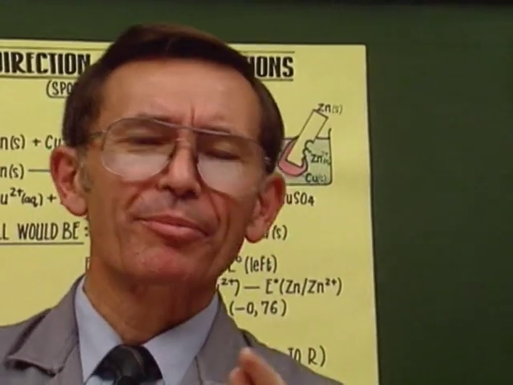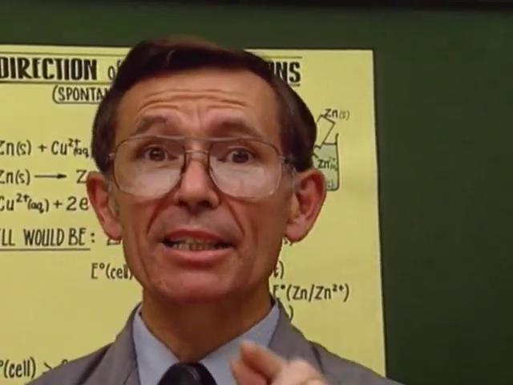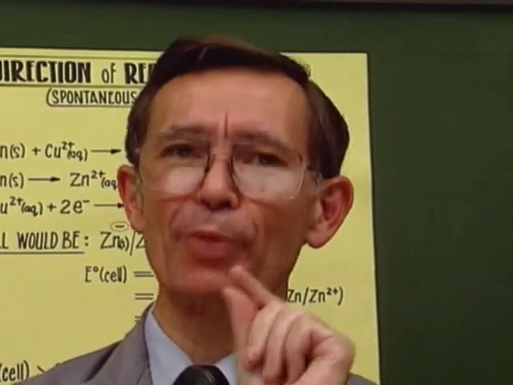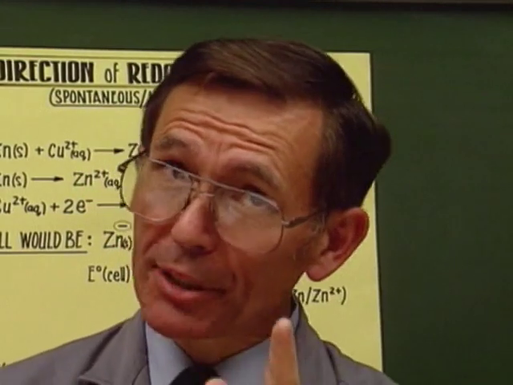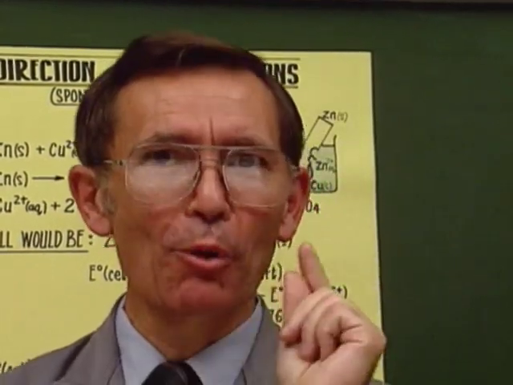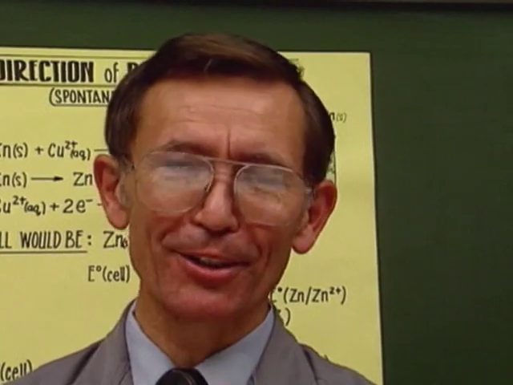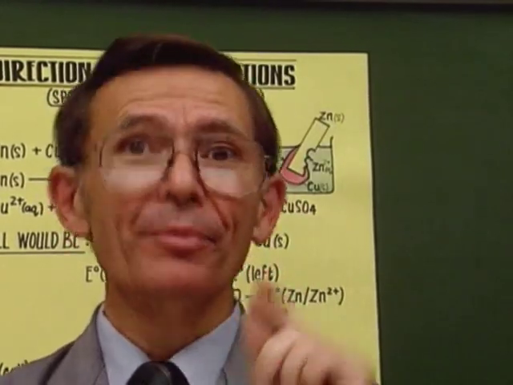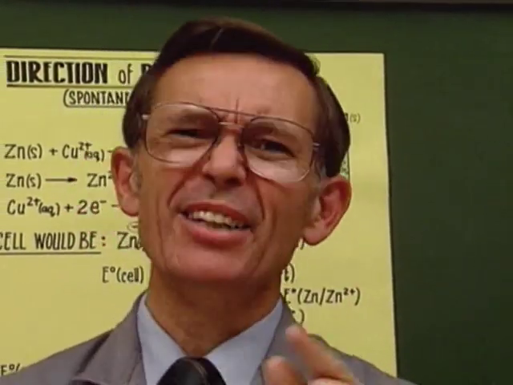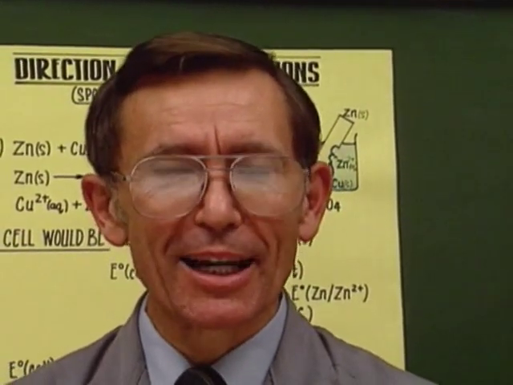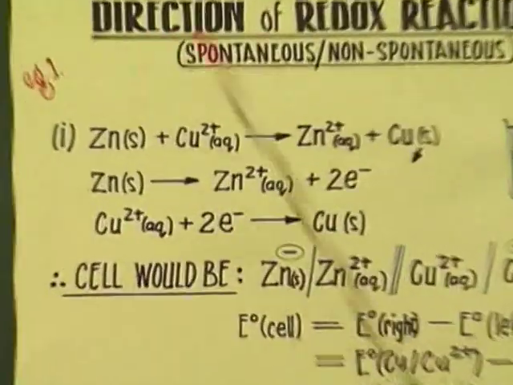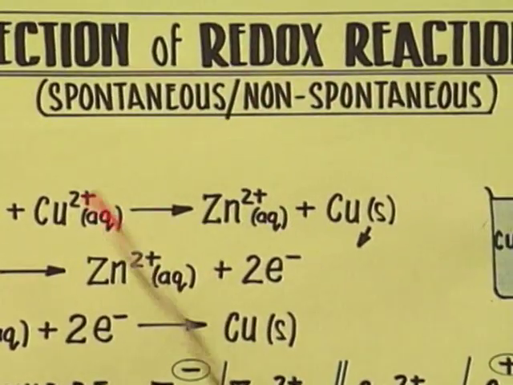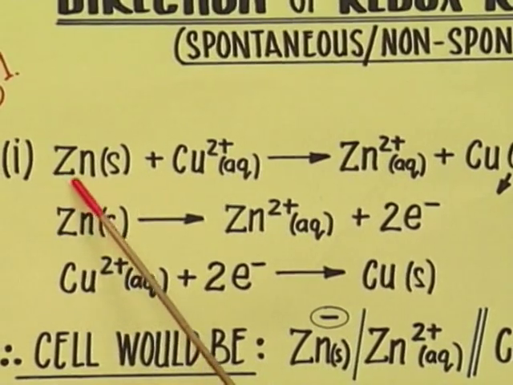Now, there are two ways of solving this problem. In the first method, we design a cell which is based on the equation under question, and then we determine the cell potential. If the cell potential is positive, then the reaction will take place spontaneously as written from left to right. But if the cell potential is negative, the reverse reaction actually takes place as written from right to left.